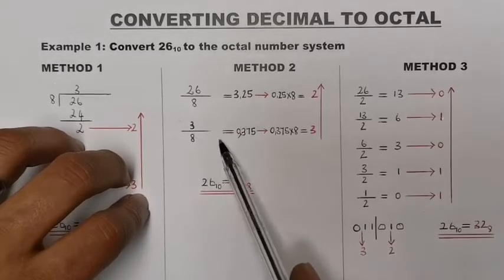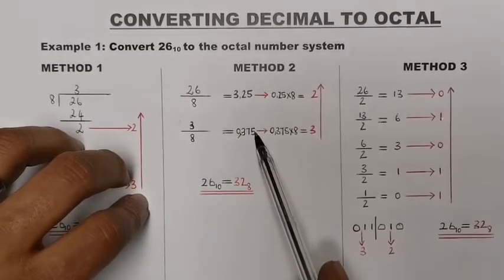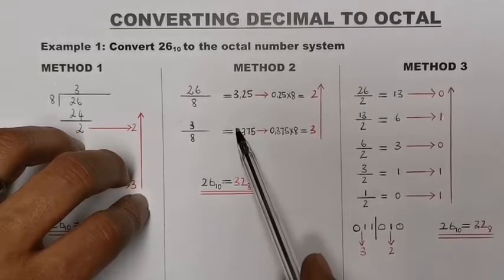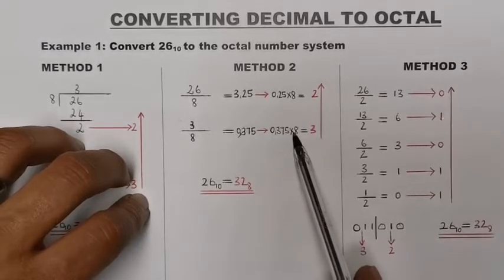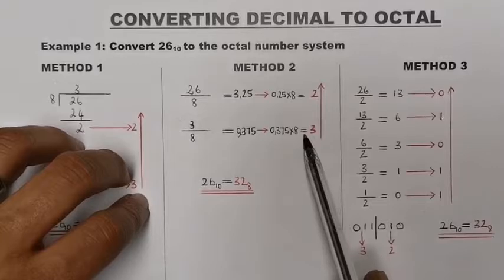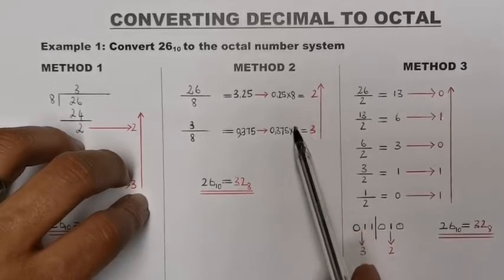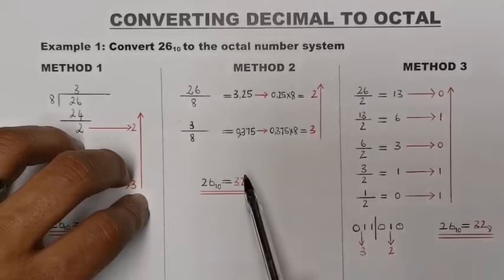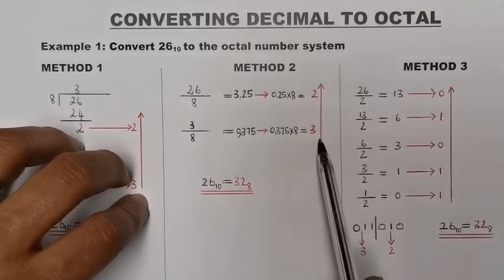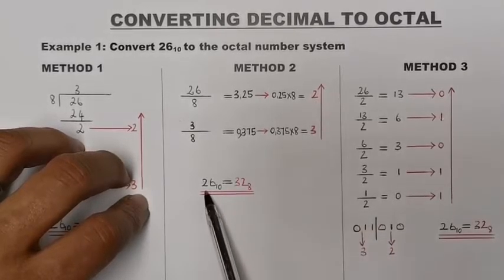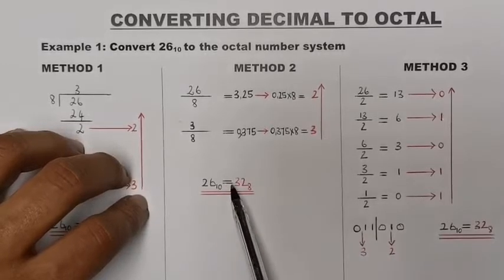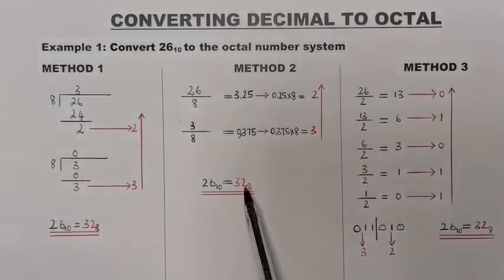Then I say 3 divided by 8 gives me 0.375. Here you can see I don't have a whole number in front, so I stop there with my calculation. 0.375 times 8 gives me 3. Again, I multiply by 8 because I am working towards an octal number. Again we write the number from the bottom to the top, which is 32. Here again we see that 26 in decimal is 32 to the base of 8, which is octal. So that is my second method.